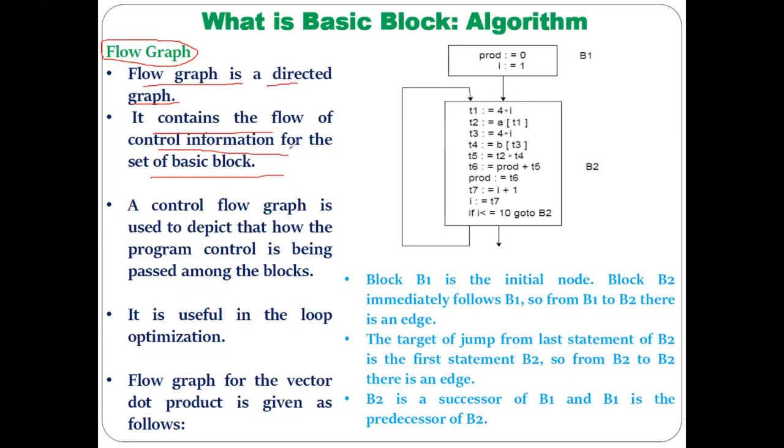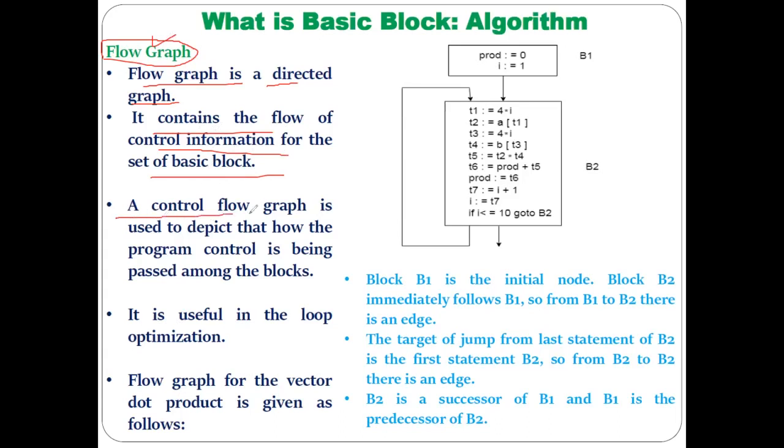So flow graph is utilized for what purpose? To show how the control is moving from one particular basic block to another, how the information is flowing from one particular basic block to another basic block. To show that, we are making use of the flow graph. Okay, it contains the flow of control information for the set of basic blocks.